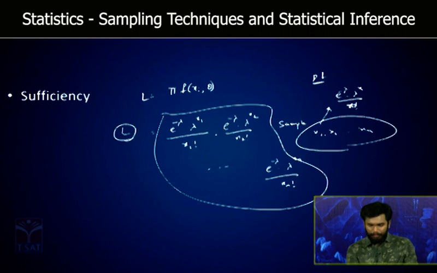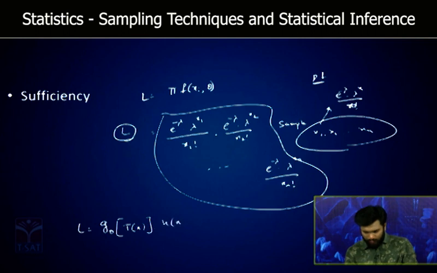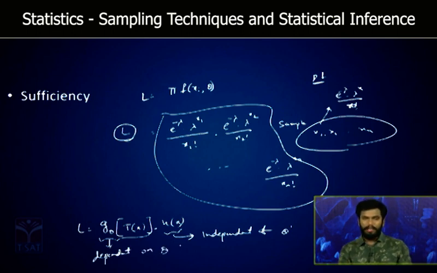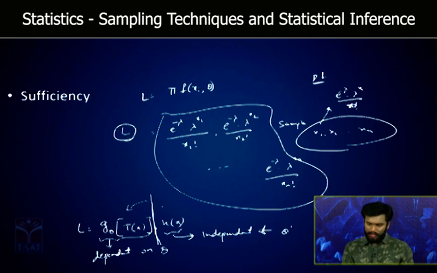So when we write L, if we can rearrange all these things in the form of g of theta into t of x into h of x, as two functions, then this h of x is independent of theta, and this g theta of t of x is purely dependent on theta. ఇట్లా ప్రోడక్ట్ ఆఫ్ టూ ఫంక్షన్స్గా రాసుకున్నట్టయితే, ఒక ఫంక్షన్ ప్యూర్లీ డిపెండెంట్ ఆన్ theta అండ్ అదర్ ఫంక్షన్ ఇస్ ప్యూర్లీ ఇండిపెండెంట్ ఆఫ్ theta, దెన్ వీ సే దట్ ద ఎస్టిమేటర్ Tn of x is a sufficient estimator.